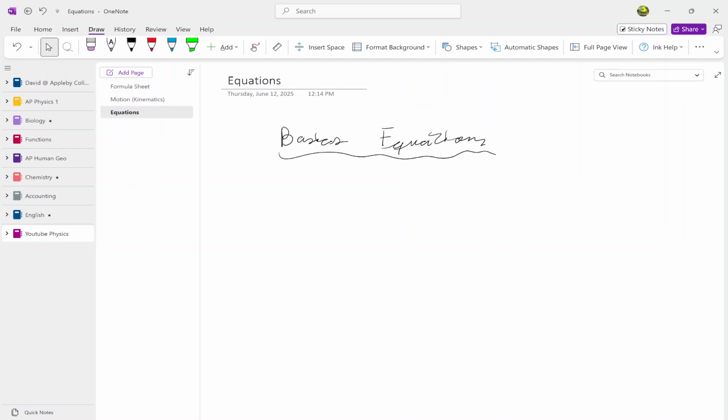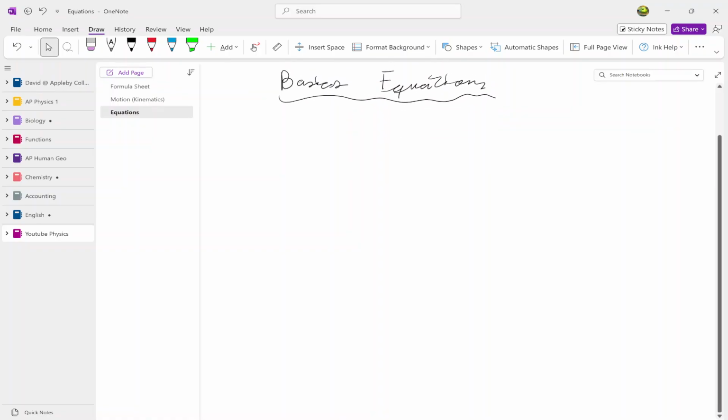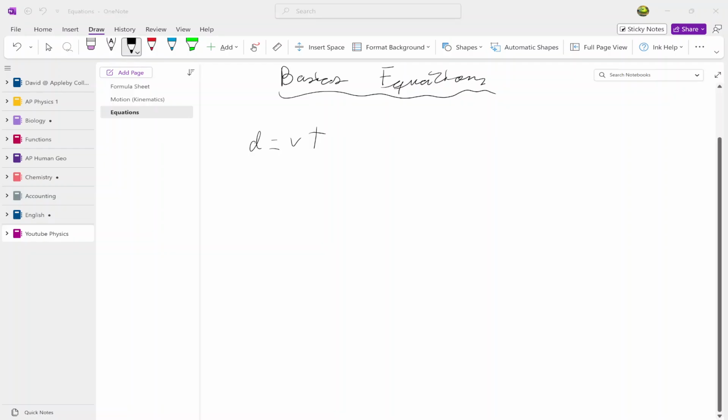These are known as the kinematic equations, but we can begin with the even simpler ones. The first one we would be using is the displacement one. So this would be d equals velocity times time. This can be either displacement, and therefore this would be velocity, obviously.